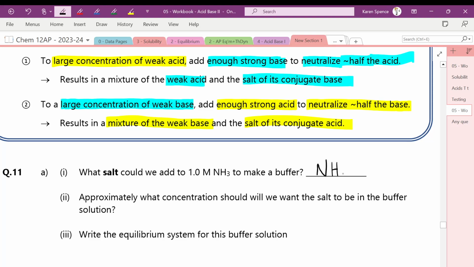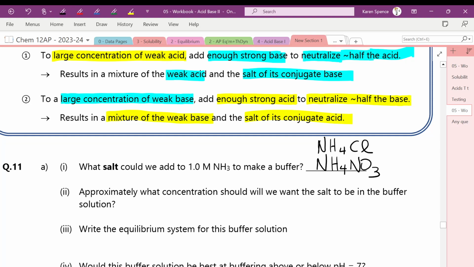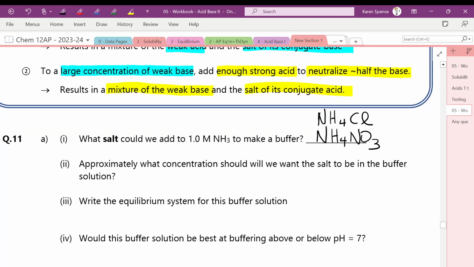NH4NO3 will do very nicely. And actually, to be honest with you, because we're not dealing with anything else, NH4Cl would also work quite well. Chloride is soluble with most things, so unless you're working with silver or lead or mercury, you're probably in good shape. Approximately what concentration would you want the salt to be in the buffer solution? 1 molar. Write the equilibrium system for this buffer.